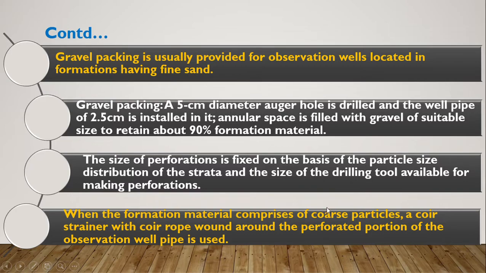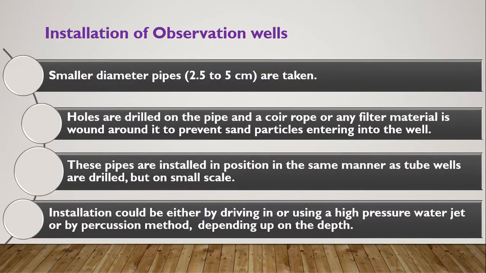And when the formation material comprises coarse particles, a coir strainer with a coir rope wound around the perforated portion of the observation well pipe is used. So if it has coarse particles, then we will provide a coir rope above the perforations of the pipe. Now how to install these observation wells? It is the same as for piezometers. Installation could be either by driving, using a high pressure water jet, or by the percussion method, depending on the depth of penetration.